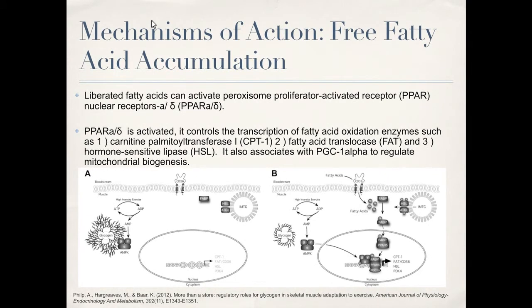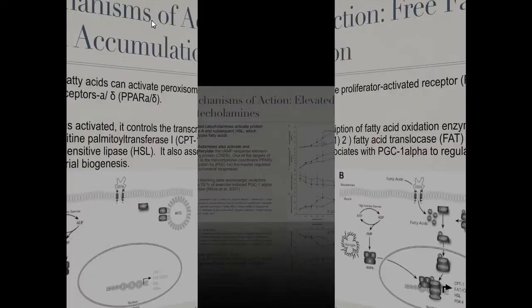So again, if you look at this figure, one of the things is that liberated fatty acids can activate a complex known as the peroxisome proliferator activated receptor, or PPAR. So we have PPAR alpha/gamma, and when PPAR alpha/gamma is activated, it controls the transcription of fatty acid oxidation enzymes such as carnitine palmitoyltransferase 1 and 2, fatty acid translocase, hormone-sensitive lipase, and it also associates with PGC1 alpha to regulate mitochondrial biogenesis.